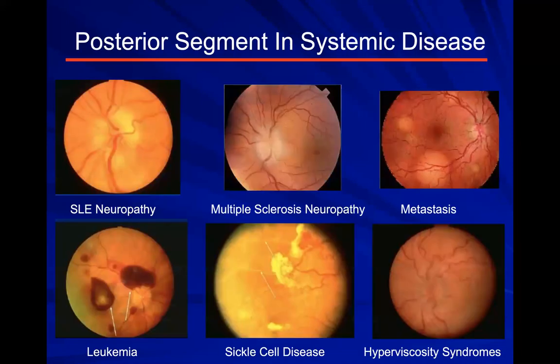Let's talk about the eye effects on the posterior segment in systemic diseases. A lot of diseases affect the posterior segment of the eye. When we say the posterior segment of the eye, we're referring to the optic disc, we don't see the nerve, and the retina, which encompasses the macula, the fovea, and the blood vessels. So let's look at SLE, systemic lupus erythematosus.